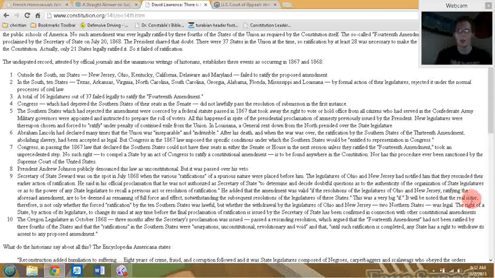It will be noted that the real issue, therefore, is not whether the forced ratification by the 10 southern states was lawful, but whether the withdrawal by the legislators of Ohio and New Jersey, 2 northern states, was legal. The right of the state, by action of its legislator, to change its mind at any time before the final proclamation of ratification is issued by the Secretary of State has been confirmed in connection with other constitutional amendments.